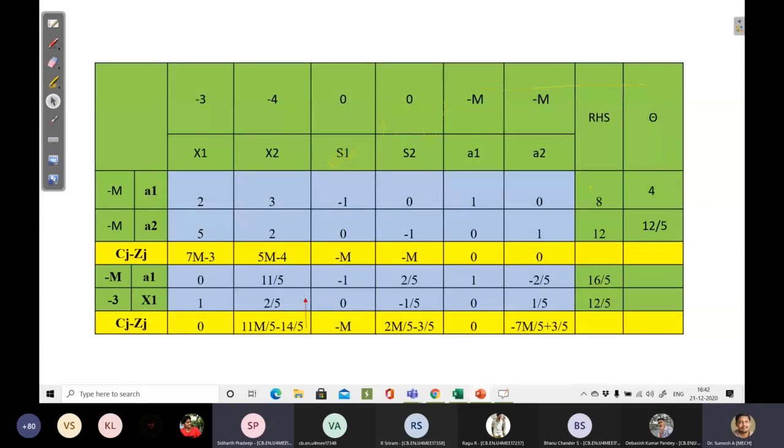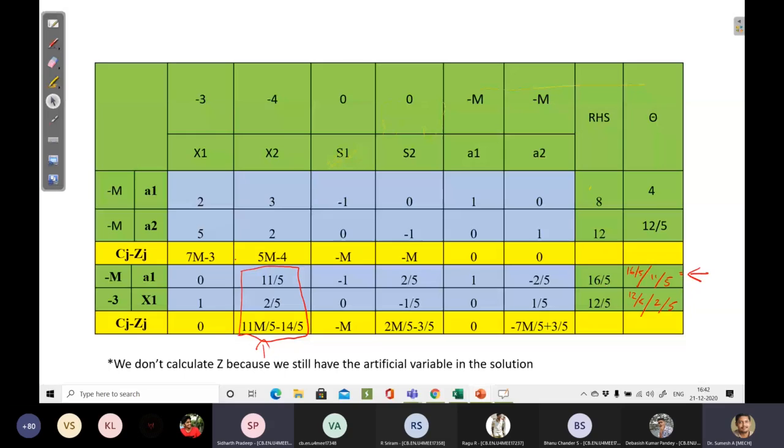So you can see, this is going to be the key row. x2 is now going to replace, so this is x2. In the next iteration, x2 will replace a1. So this will be the entering variable and this will be the departing variable. Draw the line again and continue for the next iteration.